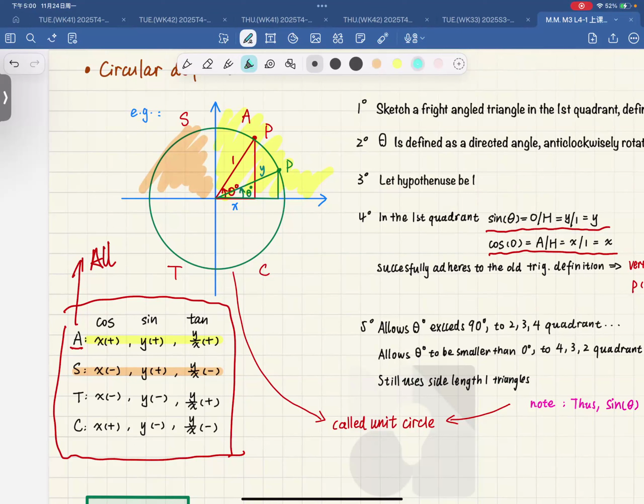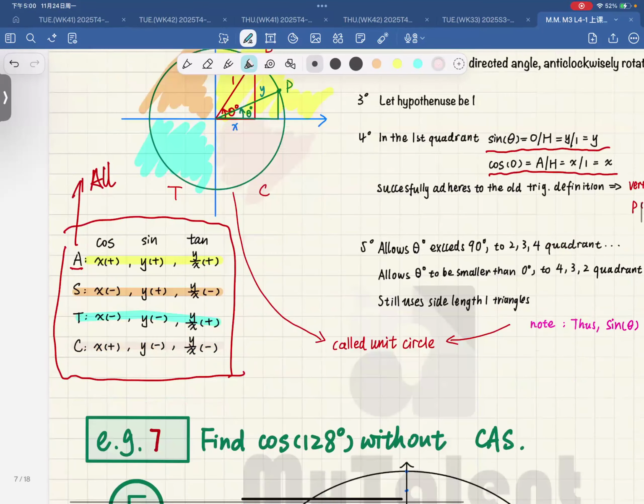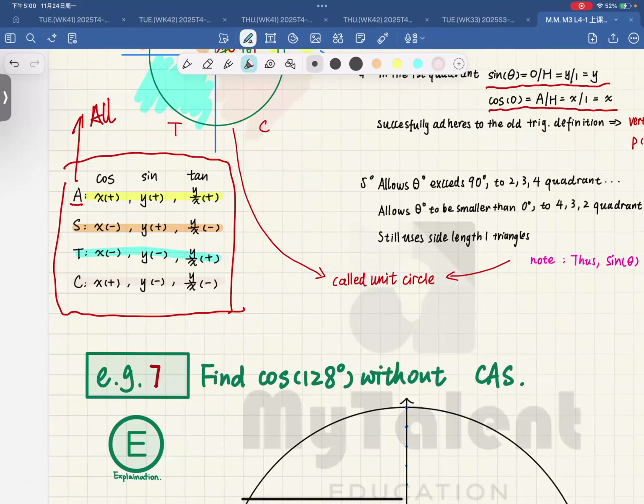For this region, only tangent is positive. And for this region, I know it's really hard to see, but I don't have much option. Only this pink, only cosine is positive. So I'll show you how to memorize this. A S T C, which means all, only sine positive, only tangent positive, only cosine positive.